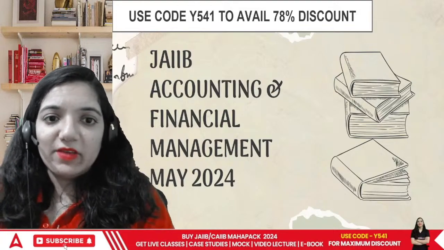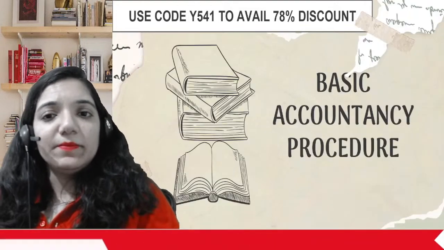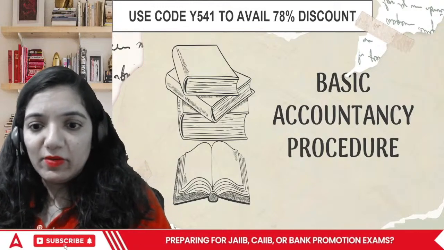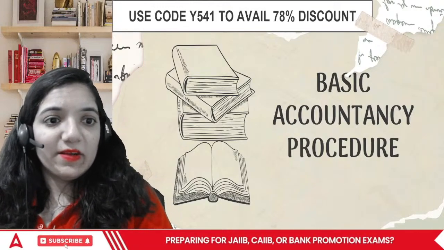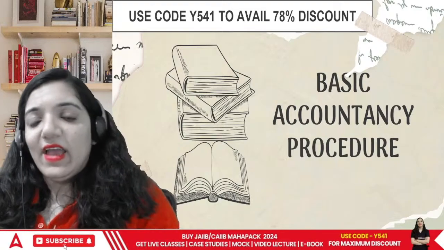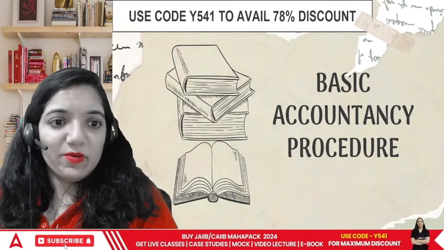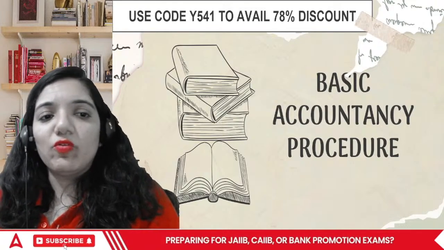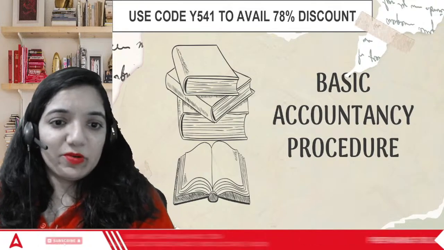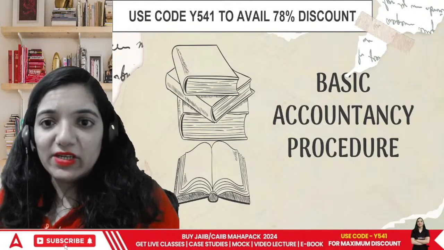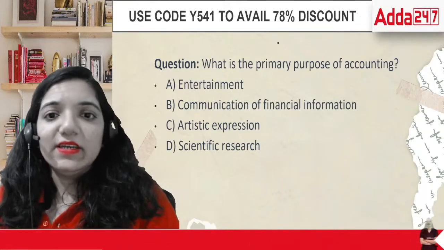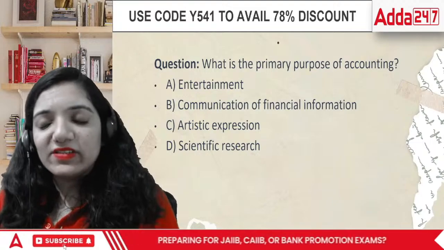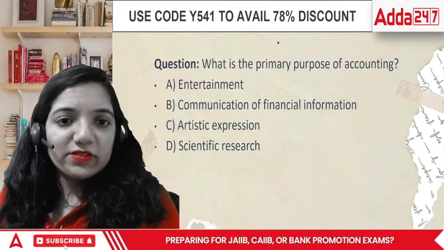Let's look at the topic, everyone. We are preparing chapter number 1, or unit number 1, in this area, that is accounting principles and processes. The first topic is the definition, scope, and accounting standards. That's the particular topic that I'm starting from today. Basic accountancy procedure would be taken up after this topic.